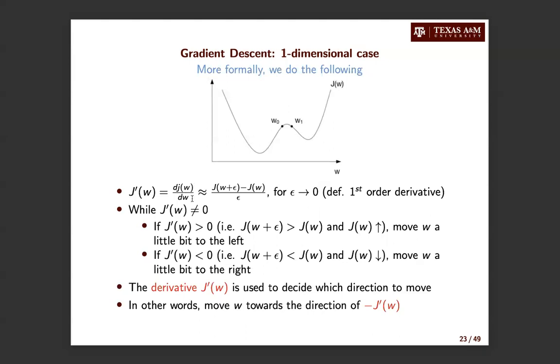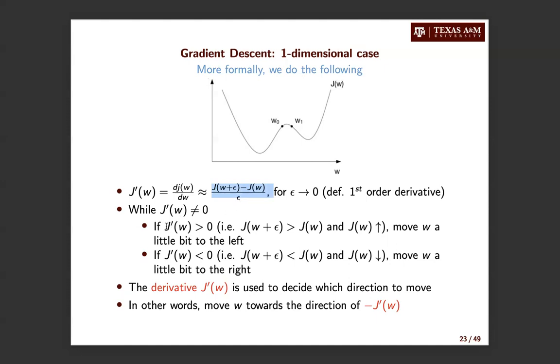Here we also show how this happens. For example, the gradient of our function J with respect to W is defined from this fraction here. For a small positive epsilon, it's the difference J of W plus epsilon minus J of W, divided by epsilon. And that's from calculus, the definition of the first order derivative.